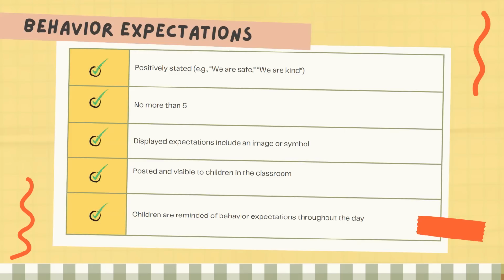However, you want no more than 5. They are displayed, including a visual. They're posted and visible to the children in the classroom, and children are reminded of the behavior expectations throughout the day. Creating a universal set of expectations holds everyone, including anyone new who enters your environment, accountable. Ensure that the expectations are translated in languages that support the demographic of your students and staff.